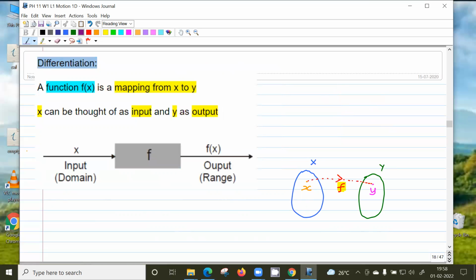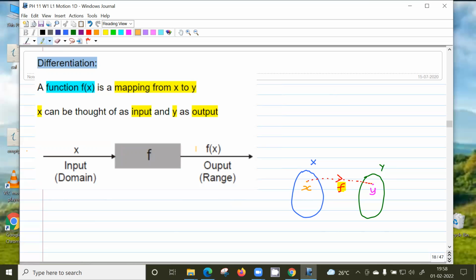Okay. So this is part of basic mathematics which is required for solving physics problems. So differentiation, you know the basic idea, right? Yes, sir. Okay. So what is a function? Function is denoted by f of x, right? Yes, sir. And what does this f of x mean? X is a variable, right? Yeah, f of x is usually represented by y, and x is a variable, right? Yes, sir. And y is also a variable.